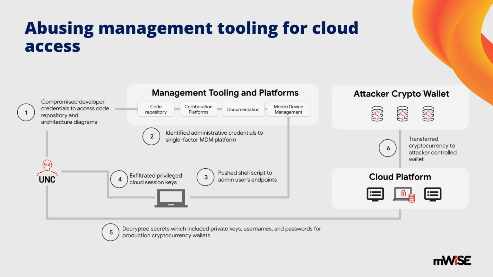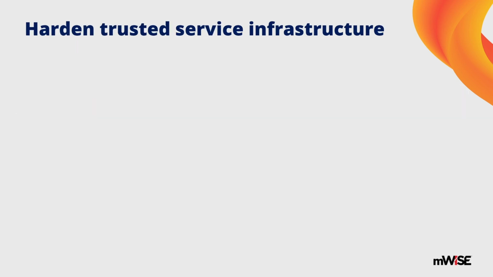And essentially, the attacker here was successful in this case because they were able to abuse that trusted service infrastructure, those management tools, in this case, the mobile device management platform, to gain access to AWS. So on the next slide here, we'll go through some hardening takeaways for that trusted service infrastructure.